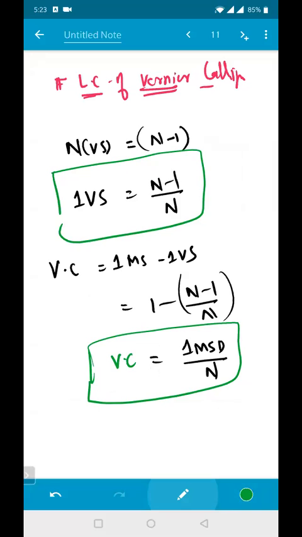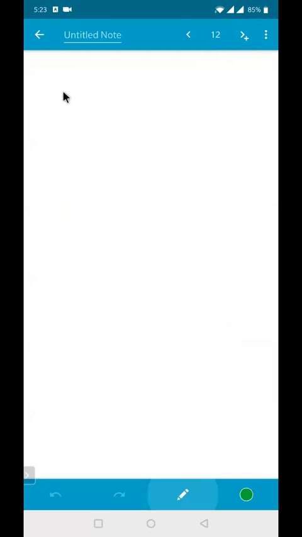Now, if the zero error is positive, then the value is to be calculated. We take the normal reading. That means if the zero error is negative, the zero of the Vernier scale will lie to the left of the zero of the main scale. That means negative error will always be calculated by how much? I hope you remember this one. Negative zero error.